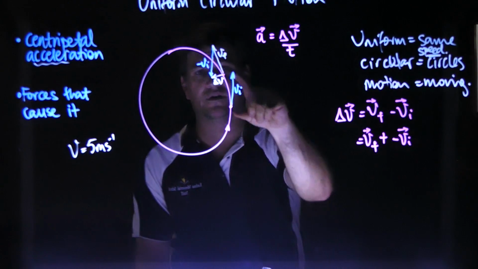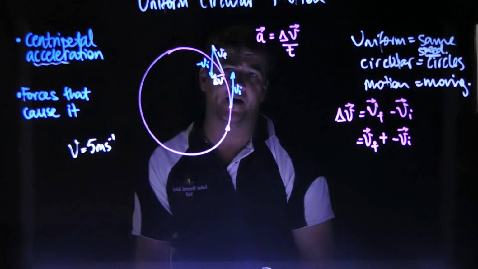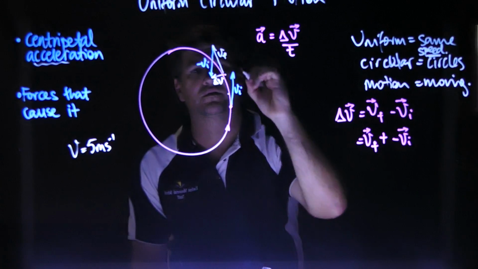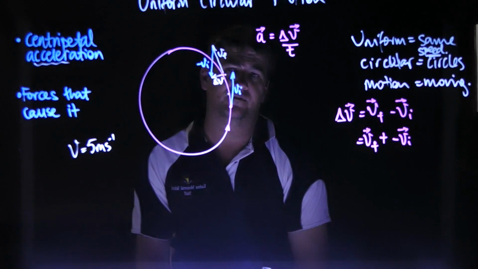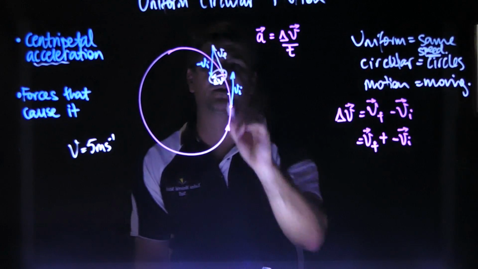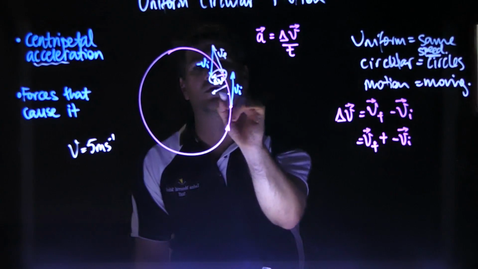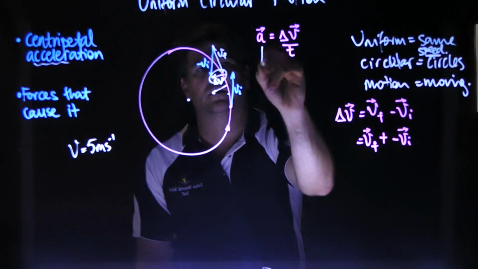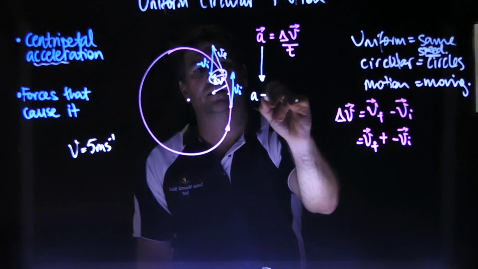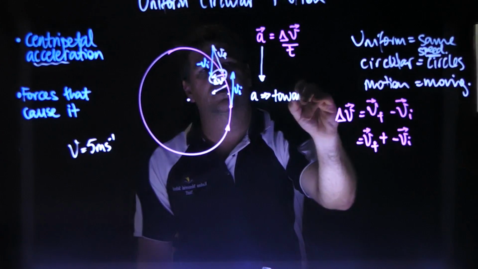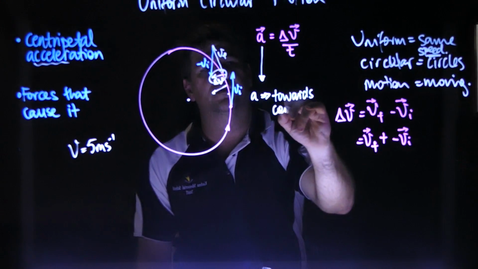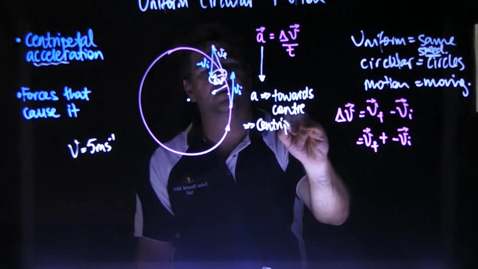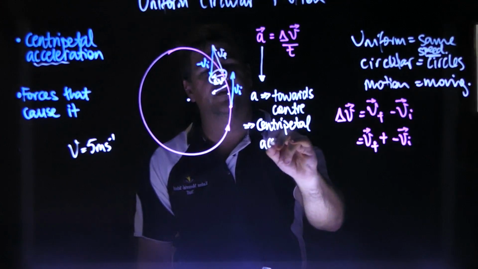In this instance here, we've got two things that are a reasonable chunk of time apart. If I was to bring this guy closer to here and do the exact same thing, what you would actually find is that this vector points more and more and more at the center of the circle. So in this case here, we have a vector towards the centre. And we call that centripetal acceleration.